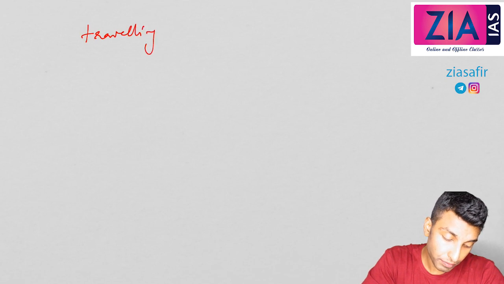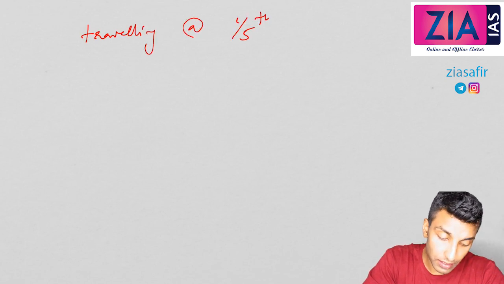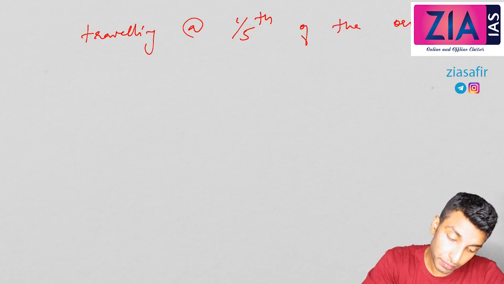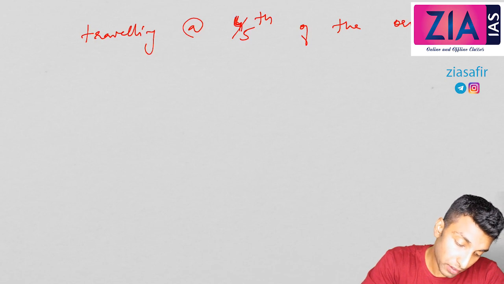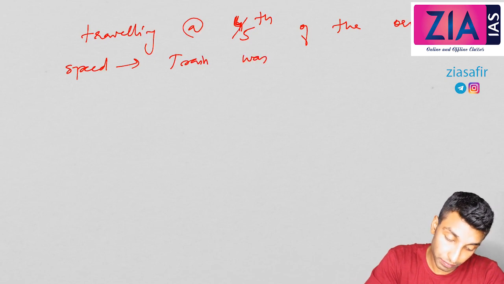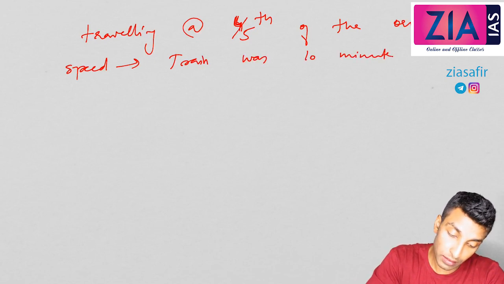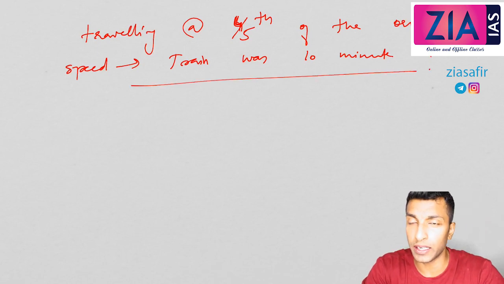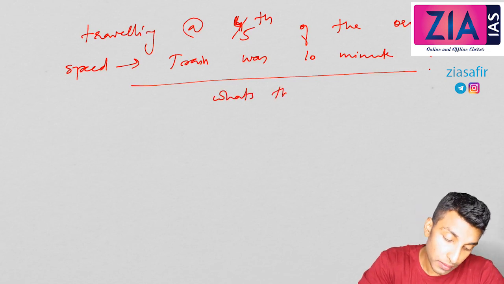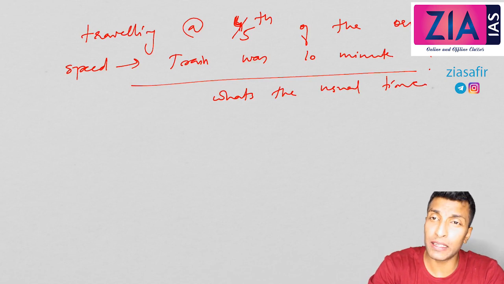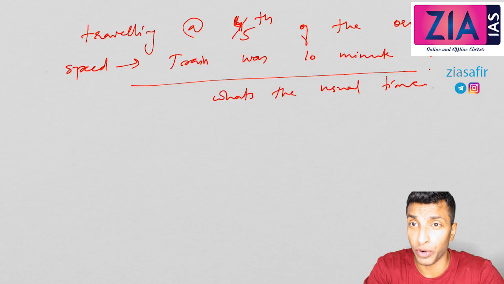Traveling at 4 by 5th of the original speed, a train was 10 minutes late. So what's the usual time? You may think about a speed-distance-time question and that you need to use some formula directly, but that's not required.